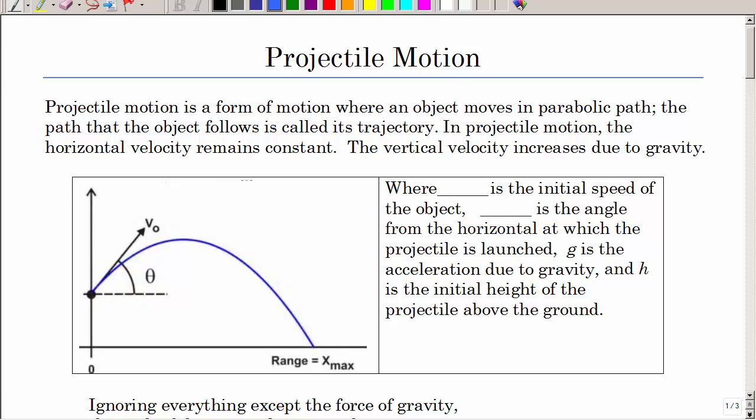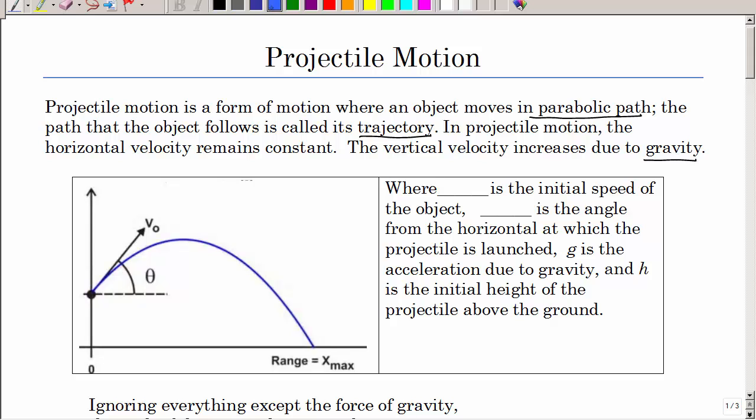We continue our study of parametric equations by studying projectile motion. Projectile motion is a form of motion where an object moves in a parabolic path. The path that the object follows is called a trajectory. In projectile motion, the horizontal velocity remains constant and the vertical velocity increases due to gravity.